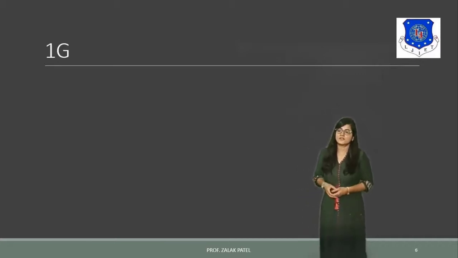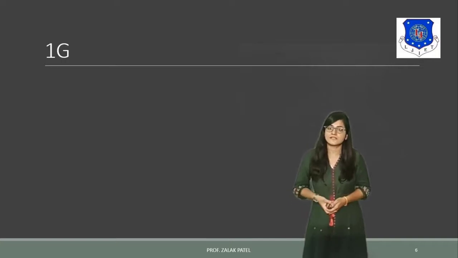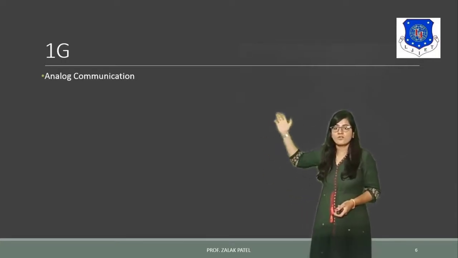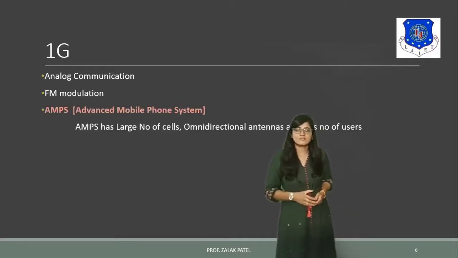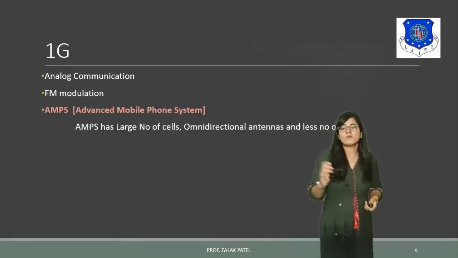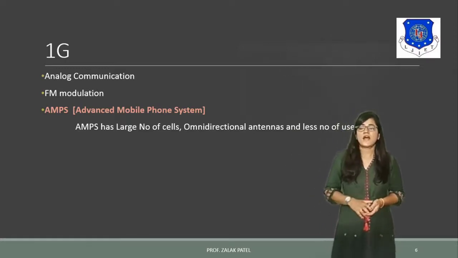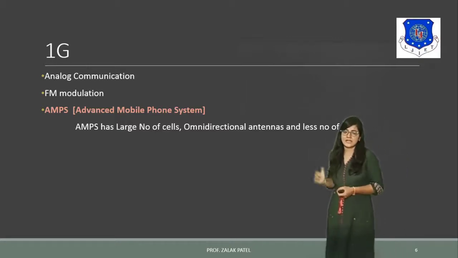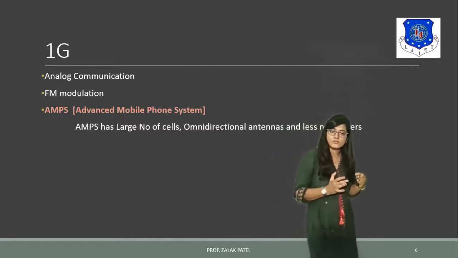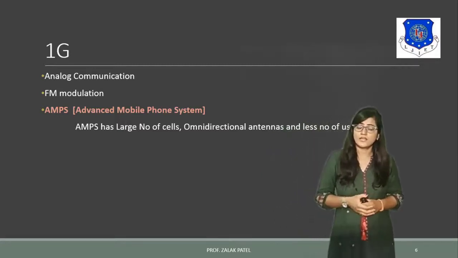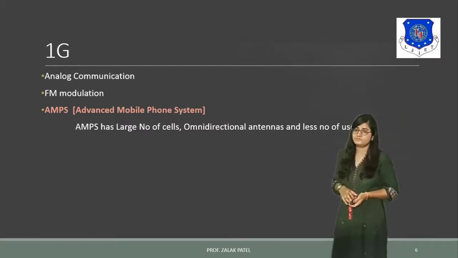Now let's start with the different generations of wireless communication. First is first generation wireless communication. It is one type of analog communication. It uses FM modulation, the frequency modulation scheme, generally. The Advanced Mobile Phone System, AMPS, has a large number of cells. Omnidirectional antennas can be used. Omnidirectional means a directional pattern in one plane, while in the other plane it gives a non-directional pattern. Obviously, there are fewer users.